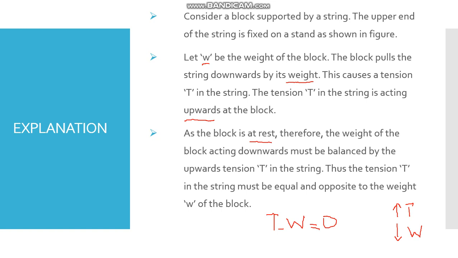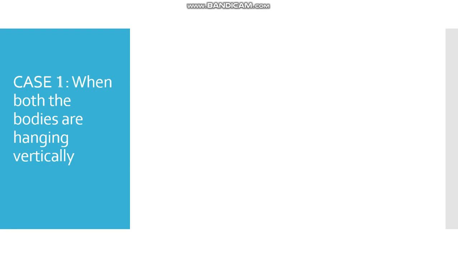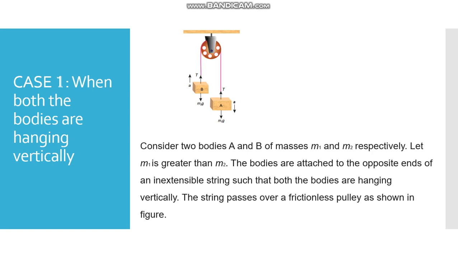So this is about the tension in the string. The tension is always acting in the opposite direction, and this force is the pulling force. Now we have a case when both the bodies are hanging vertically. There is a case in tension in string where we have two bodies A and B and both the bodies are hanging vertically. Now let's look at the explanation.